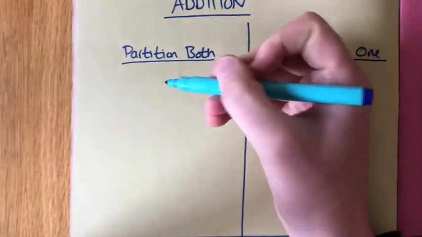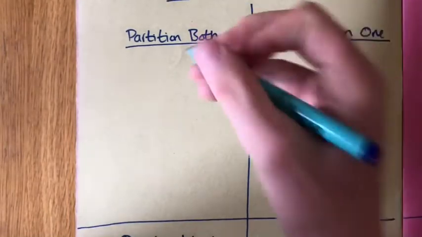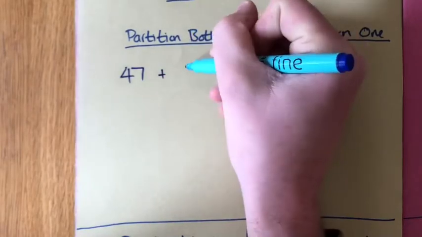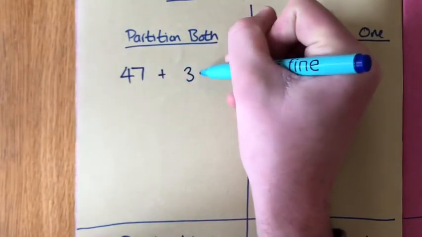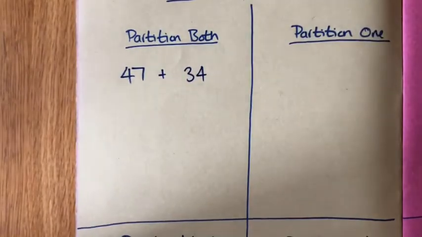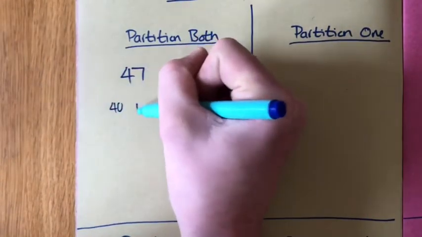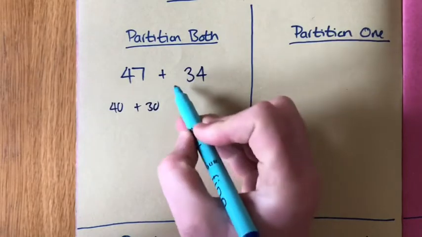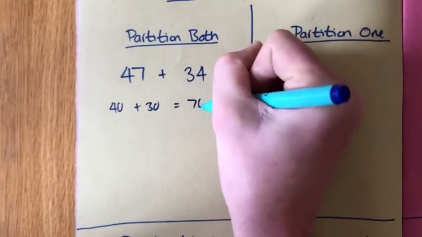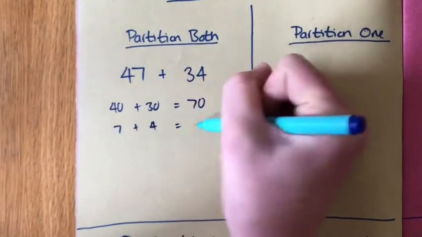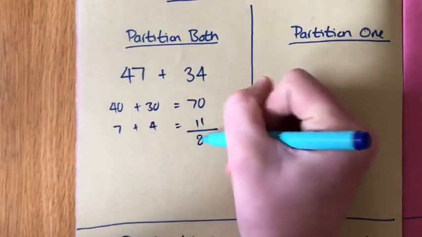So partition both. Let's say we've got a question like 47 add 34. If I'm partitioning both for that, I'm going to be doing the 40 and the 30. So I'm partitioning the 10s, the 40 and the 30, which is going to get me to 70. And then I'm going to do the 1s, so the 7 and the 4, which is 11. So my answer is 81.